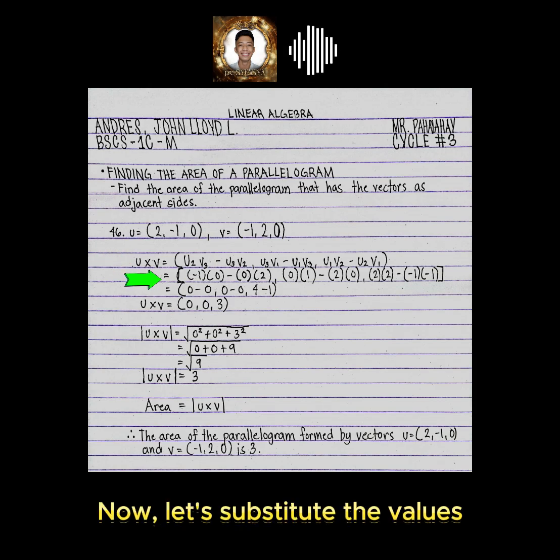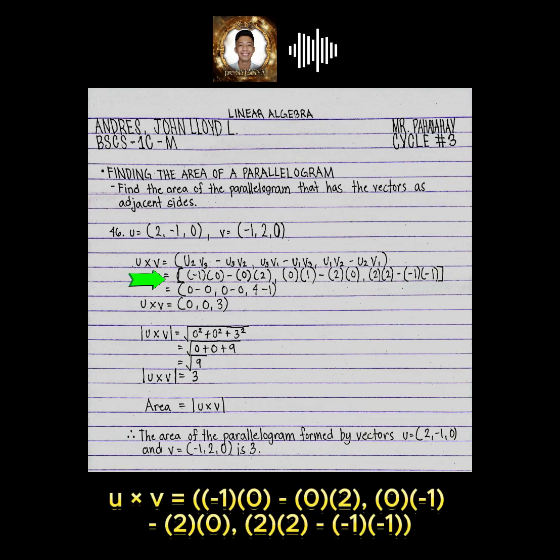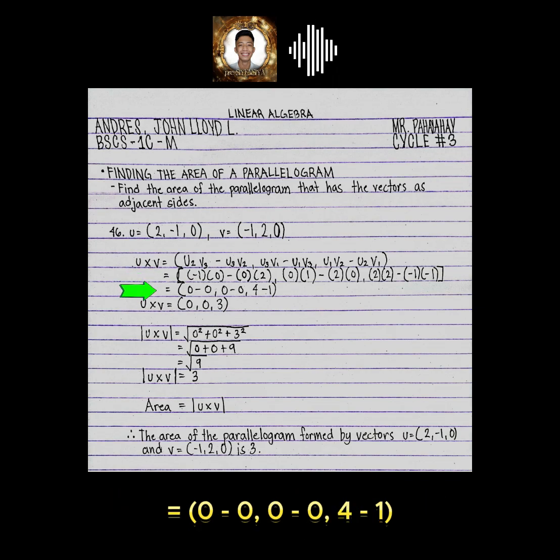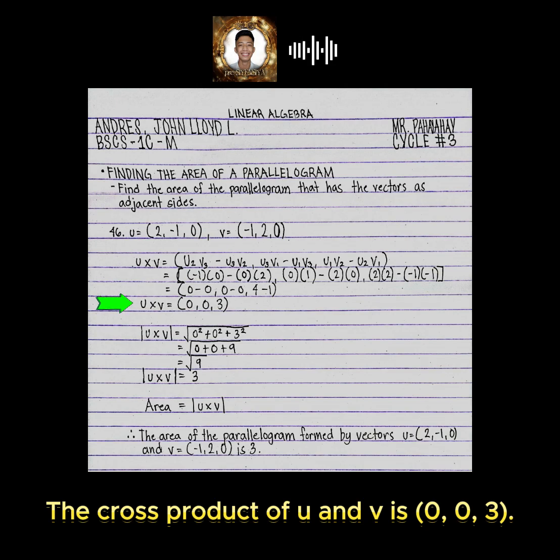Now, let's substitute the values from our vectors. u times v equals the quantity of -1 times 0 minus 0 times 2, 0 times -1 minus 2 times 0, 2 times 2 minus -1 times -1, equals 0 minus 0, 0 minus 0, and 4 minus 1. This will lead to 0, 0, and 3. Therefore, the cross product of u and v is 0, 0, and 3.